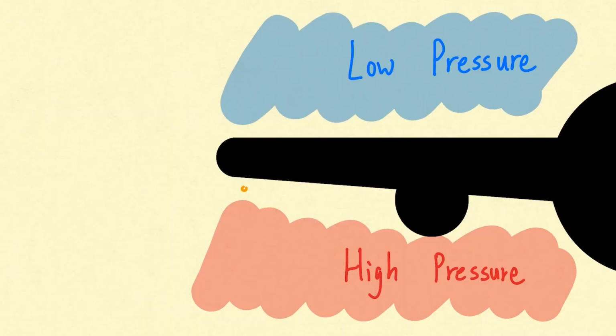As we know, air always flows from a region of high pressure to a region of low pressure. Therefore, when it comes to the aircraft wing, the natural tendency is for air to move from the lower surface of the wing towards the upper surface.